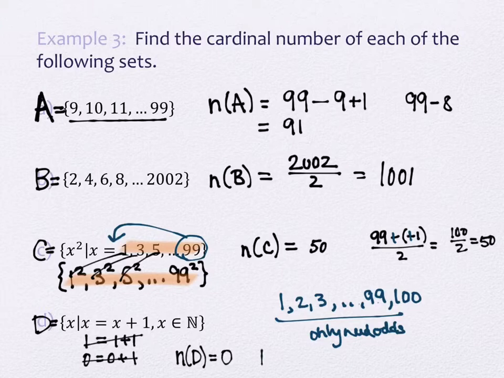Now that means the set itself, D, is the empty set. Don't confuse those two things. It's the empty set because it has 0 elements. 0 elements and the empty set are two different things.